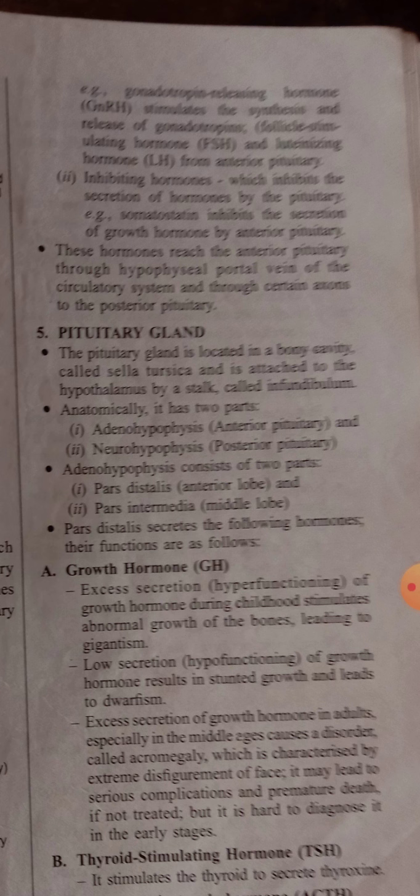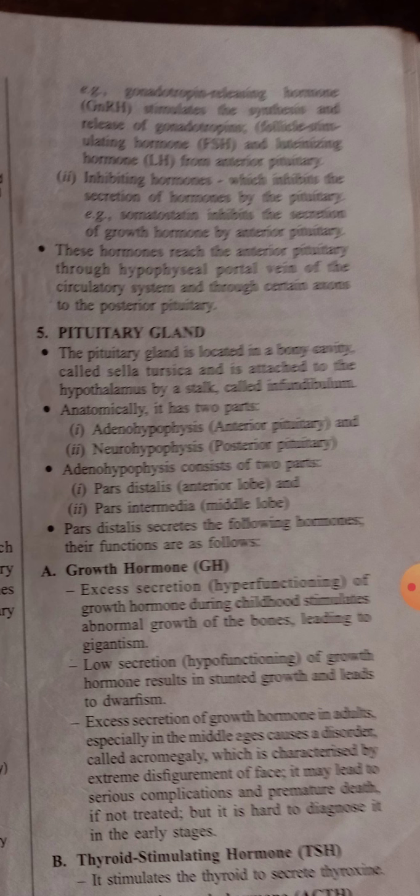These hormones reach the anterior pituitary through the hypophyseal portal veins. The specific gland or organ which conveys the blood or hormone to a specific network system, that network is known as the portal system.